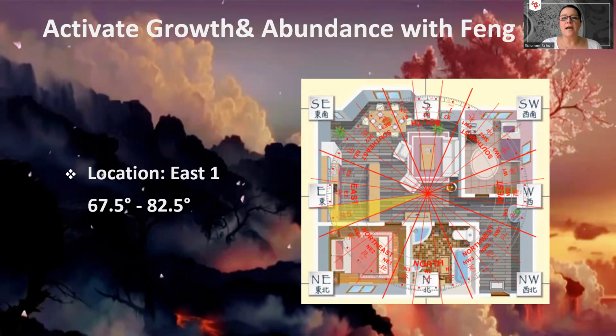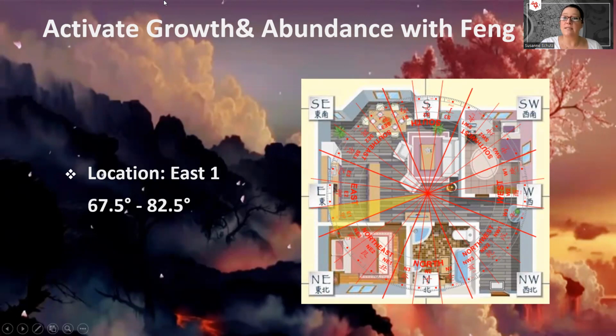Now, the water activation needs to happen in the East 1 sector. So that's the Jia Wood sector for those who are into Feng Shui. For beginners, don't worry. All you need to do is stand more or less in the center of your home or your office, and then use the compass that you have on your phone and identify the degree range of 67.5 to 82.5. That's the degree range that demarcates the East 1 sector.